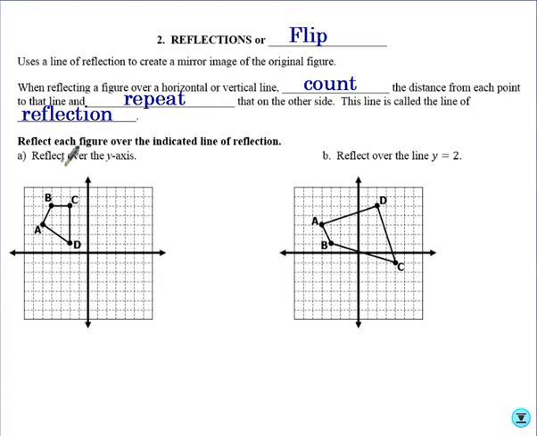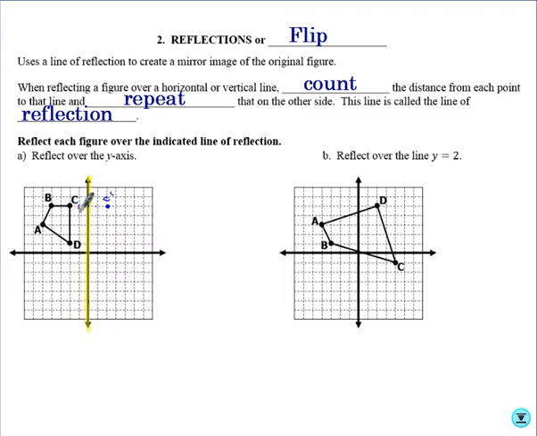It says reflect the image over the indicated line of reflection. This one says we're going to reflect over the y-axis. And so the y-axis is right here. We are going to reflect our image over that line. Each point, we can just count how far away it is from that line. Point C is 1, 2 points away. So then we count again, 1, 2 points, and that becomes C prime.